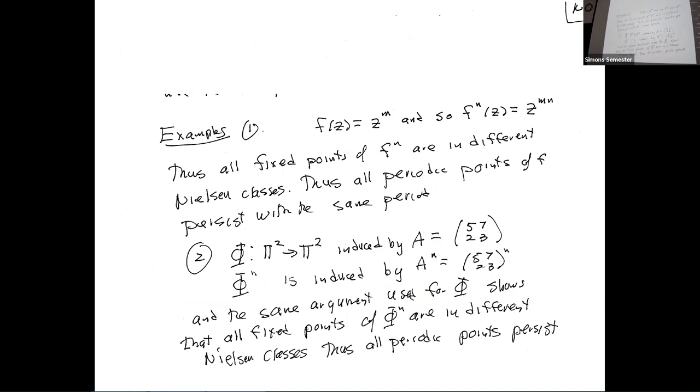Here are my old examples again to illustrate what I just said. We have the map z to the m. We take the nth iterate, and all the fixed points of all the lifts of all the iterates are in different Nielsen classes, and they're all essential by our condition. They're all uncollapsible, so they all persist with the same period. Exact same argument for linear Anosovs. So this works in any dimension; I just chose a special example. It works for Anosovs or expanding maps, but you have to watch out if one is in the spectrum.